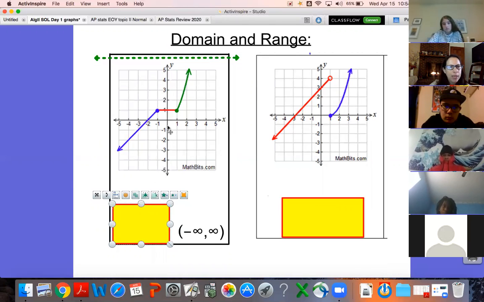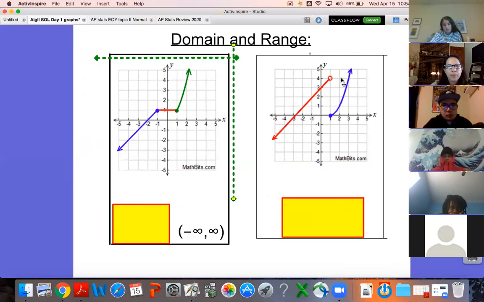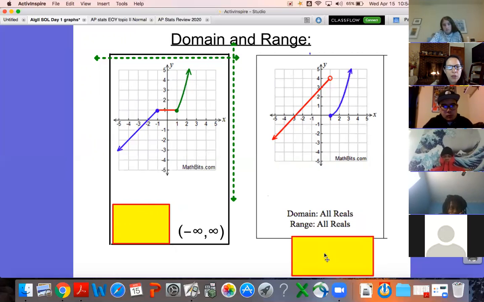Okay. So domain, all real, because they go forever left and right. And then range is also going to go forever up and forever down. So we would say all real there as well. So the range is also all real. Same here. And then you can say all reals, or you can say from negative to positive infinity.